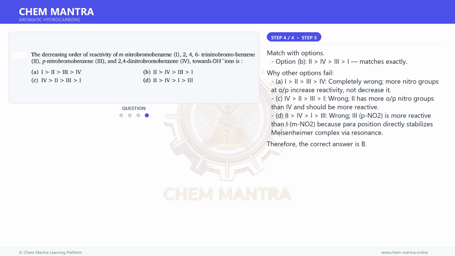Why other options fail? A. 1, 2, 3, 4, completely wrong. More nitro groups at OP increase reactivity, not decrease it. C. 4, 2, 3, 1, wrong, 2 has more OP nitro groups than 4 and should be more reactive. D. 2, 4, 1, 3, wrong, 3, para NO2, is more reactive than 1, meta NO2, because the para position directly stabilizes the Meisenheimer complex via resonance.